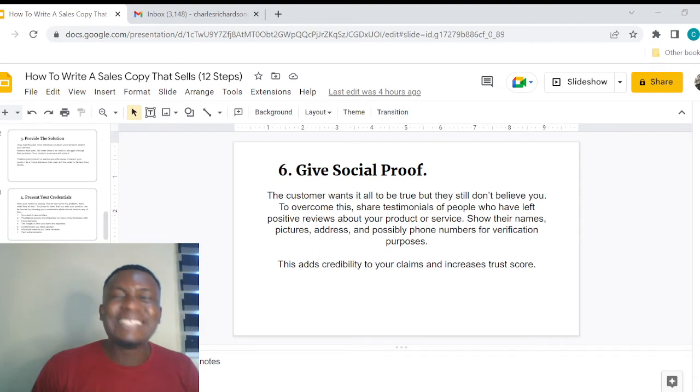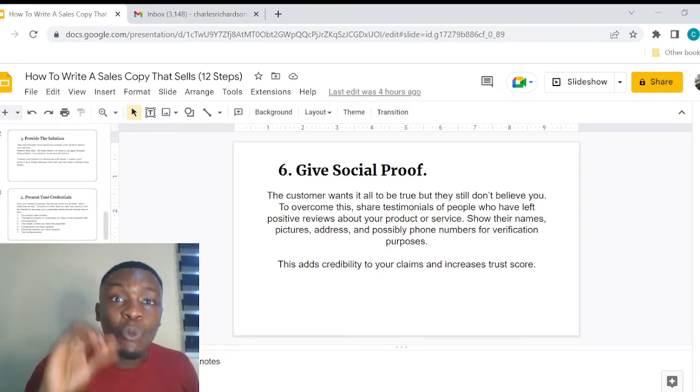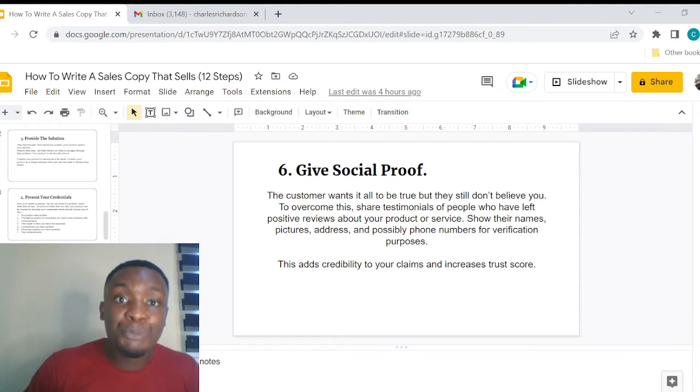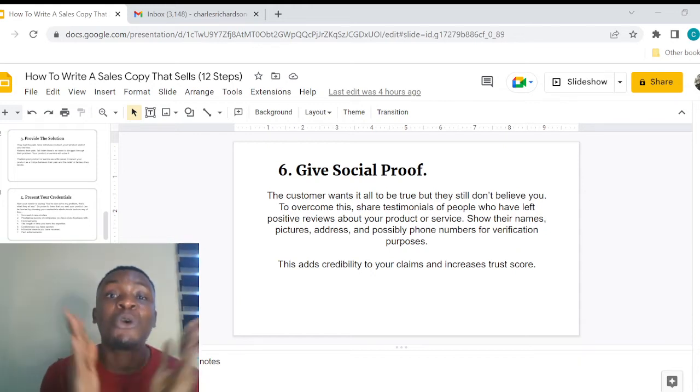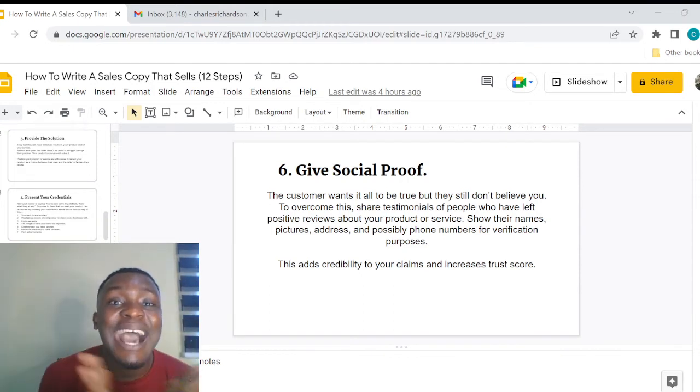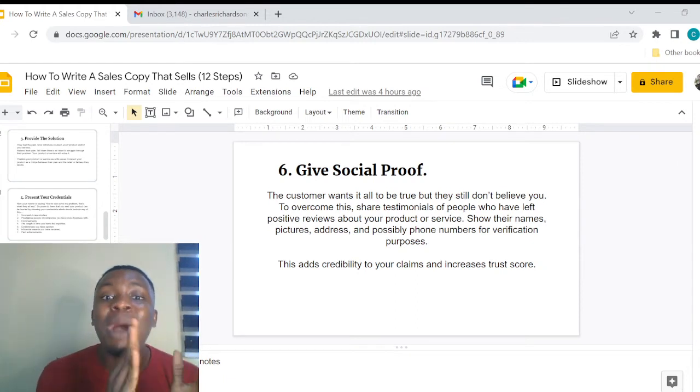Now, number 6, give social proof. This is very important when trying to build a powerful sales letter. Social proof is key. Human beings are social creatures. Human beings will move when they see others moving. Human beings will take action when they see others take action. The customer wants it all to be true, but they still don't believe you.